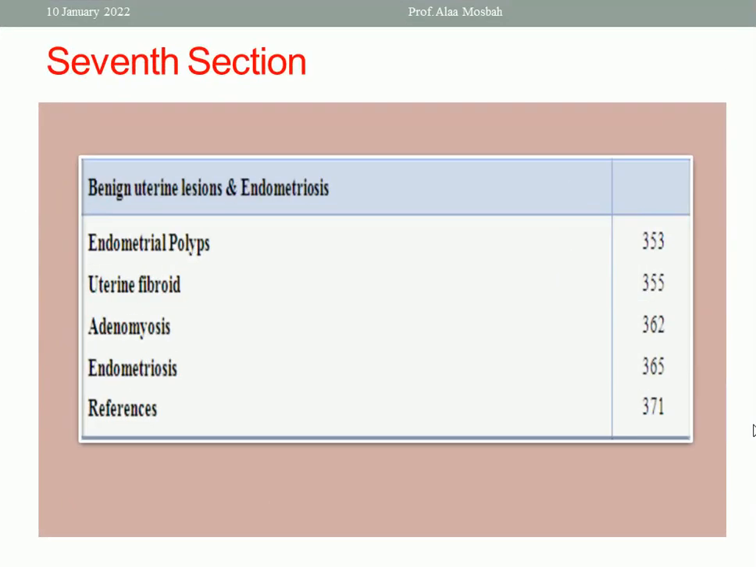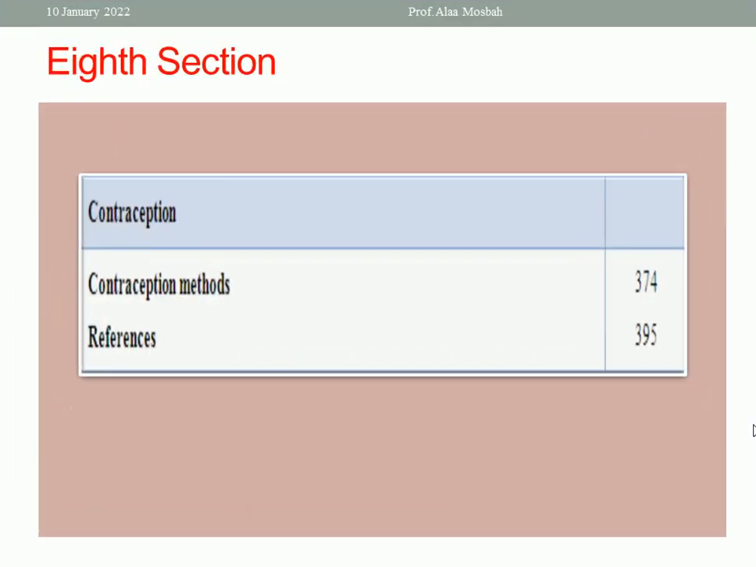The seventh section starts with endometrial polyps, uterine fibroid, adenomyosis, endometriosis, and ends with references at page 371. So the seventh section belongs to benign uterine lesions.